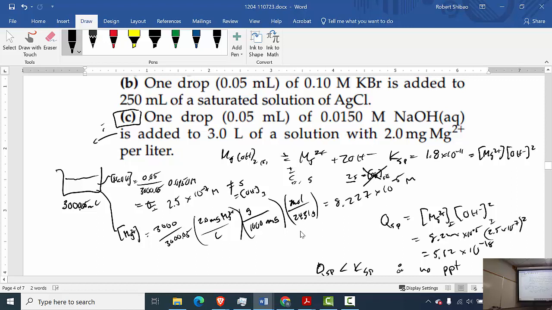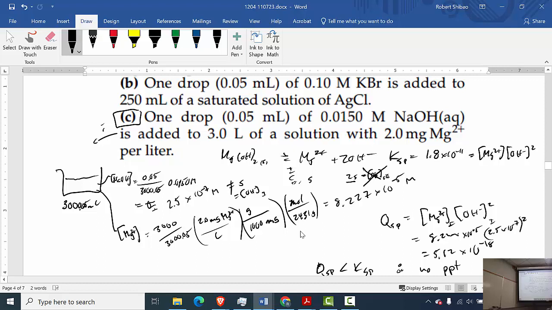And if Q is equal to K, then it's just right. And if Q is greater than K, we have too much ion product here. We have to go backwards. It's got to shift to the left. Shifting to the right is dissolution, shifting to the left is precipitation. So we're only looking at what is going to cause this to shift left.